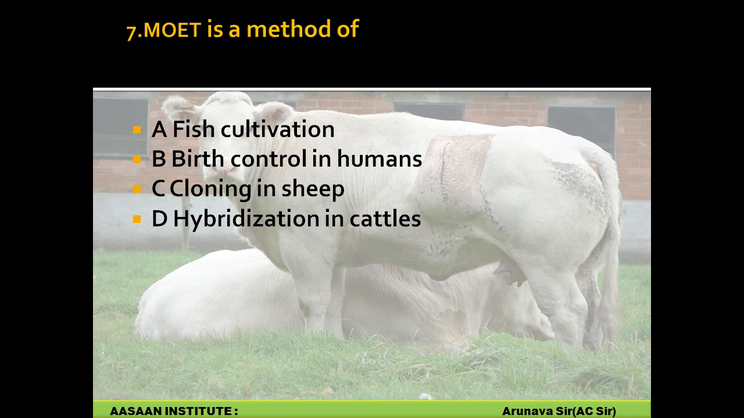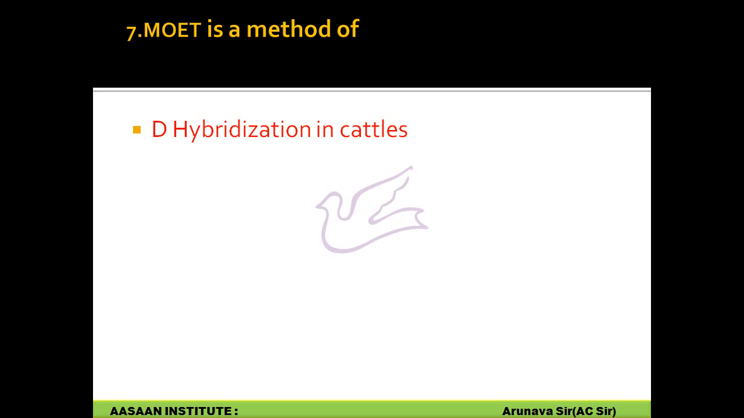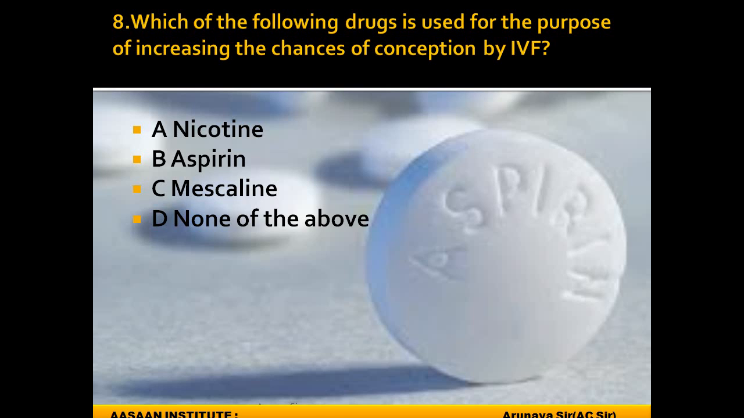MOET is a very important technique for hybridization. Hybridization is an important technique for producing better qualities of animals, and in the hybridization of cattle, MOET, multiple ovulation embryo transfer, is generally applied. Mainly it is applied in the cow. So option D, hybridization in cattle, is the right option for question number 7.